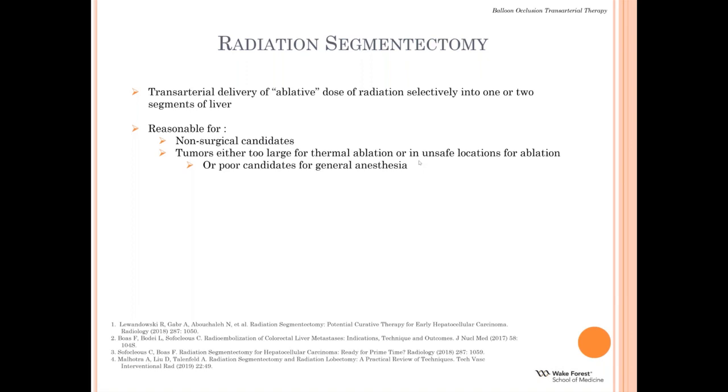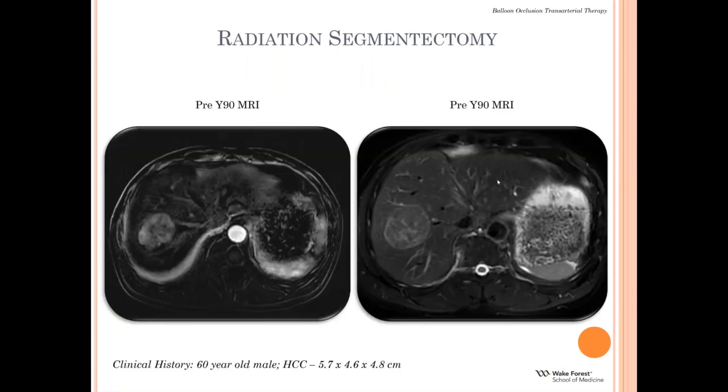And so radiation segmentectomy is basically reasonable for patients that have small volume disease, but they're not surgical candidates, and their tumors are either too large for thermal ablation, or they're in a bad location for ablation, or the patient just isn't a good candidate for general anesthesia if you use anesthesia with ablation. And so now let's go over some cases to illustrate how balloon occlusion catheters can really help expand when you can do radiation segmentectomy.